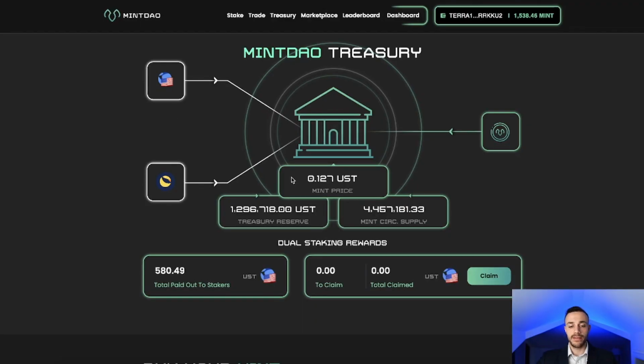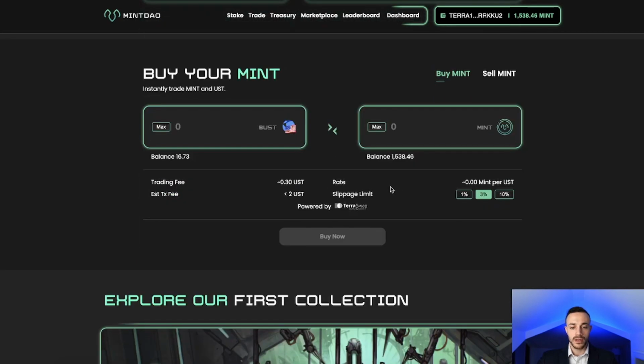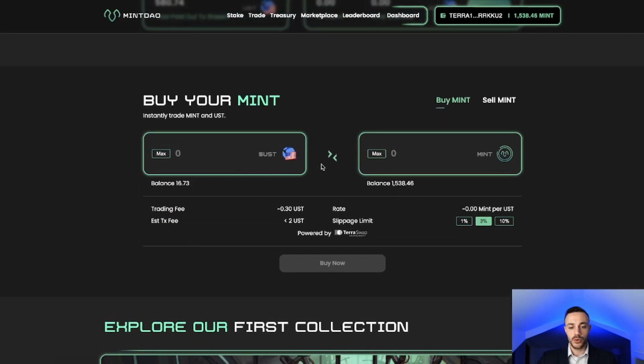We can also see that the treasury reserve balance is about $1.3 million and the circulating supply of Mint tokens is around 4.4 million tokens. So if you don't have any Mint yet, they do have TerraSwap built right into the interface of their website. You can see right here that you can purchase Mint tokens directly with UST. It's very simple how you do this. I already have some tokens, but if you wanted to buy some, you would just put in the amount of UST you want to use and then hit buy now. It will process that transaction, and that's how you get your hands on Mint tokens.